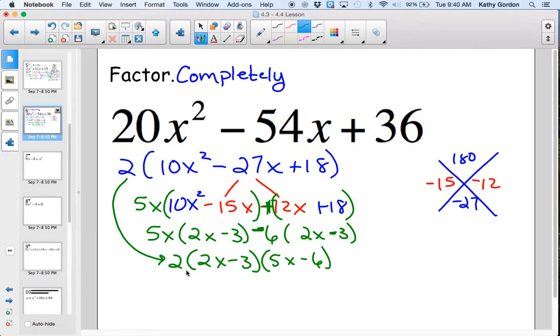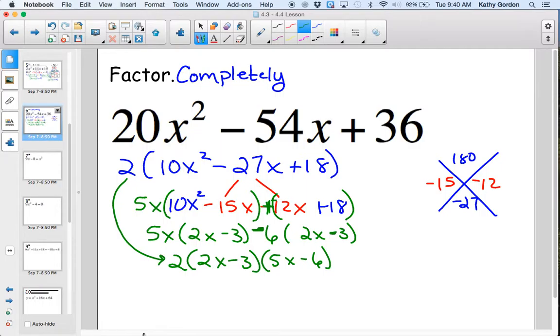We kind of kicked 2 to the curb there for a minute while we dealt with the quadratic, but it is still one of the factors. It is still part of the answer. Don't forget about it. So 2 times 2x minus 3 times 5x minus 6 should be your completely factored answer.